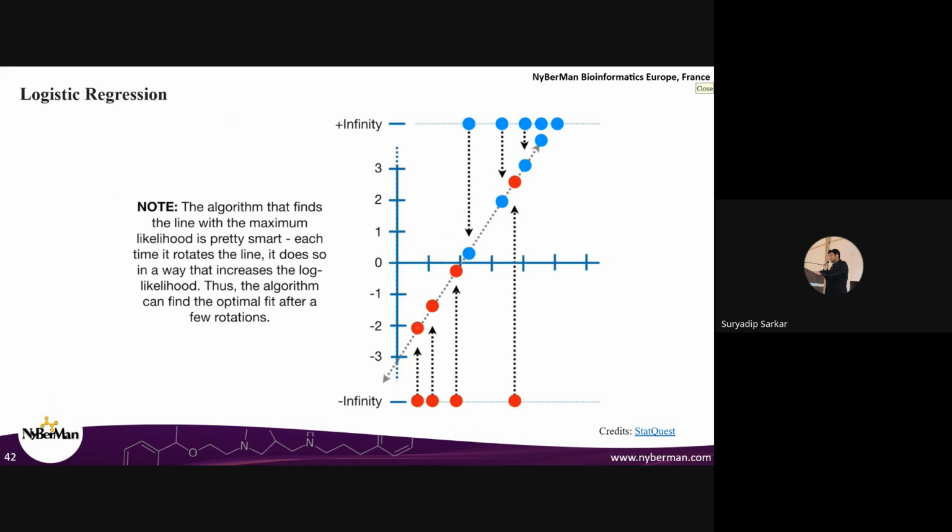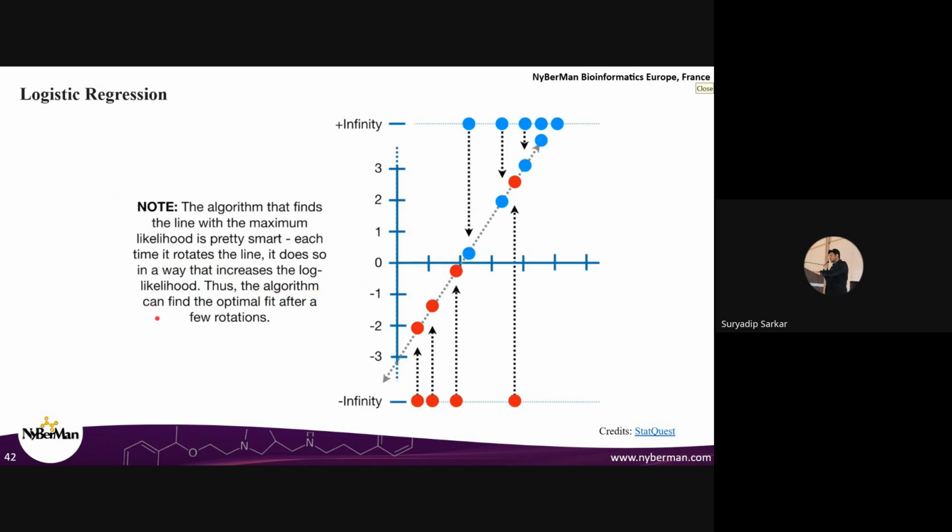And there is actually an algorithm to do that. The algorithm that finds this line with the maximum likelihood, each time it rotates the line, does not blindly do trial and error. Each time it rotates the line a little bit, it makes sure that there is an increase in the log likelihood.